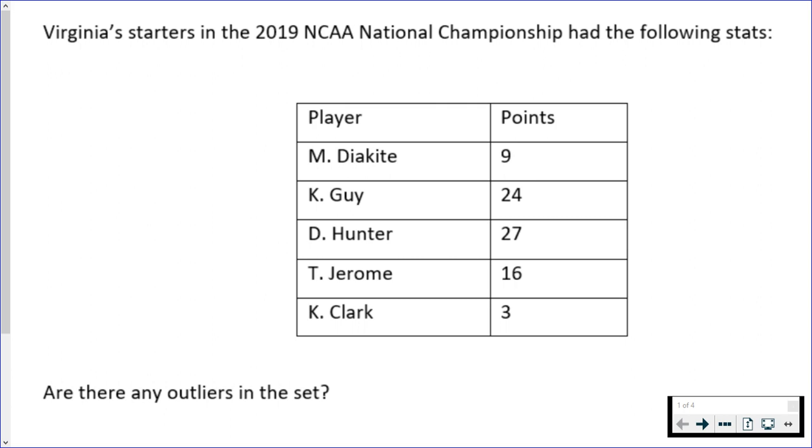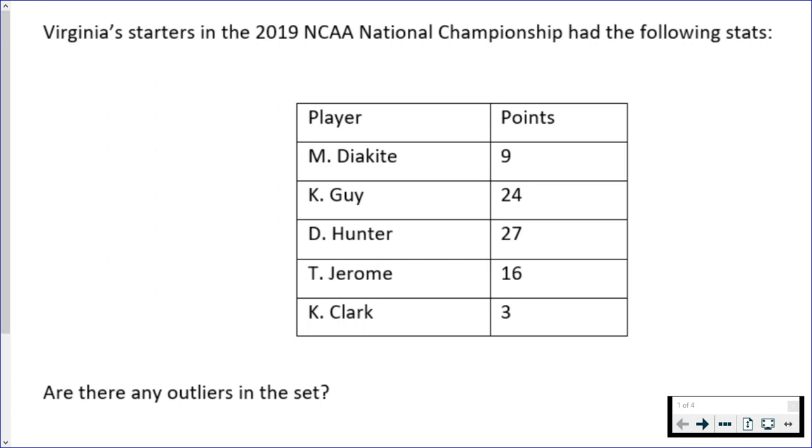Where we're going to find outliers. We have the stats for the 5 starters on the Virginia basketball team from 2019, and we're going to determine if there are any outliers in the set. So remember, an outlier is 3 standard deviations away from the mean.